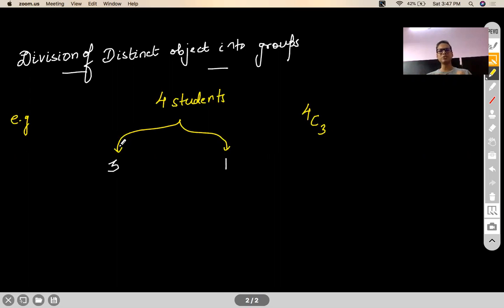Correct. So if you choose the 3 students, the one which is left off automatically will be another group. So the moment you're choosing something, that itself is a group, and whatever student is left off, he or she will behave as another group, correct? So the answer here would be nothing but 4C3, which is 4 factorial over 1 factorial, 3 factorial. Am I right? Any questions here? Any concerns? Or 4C1, yes, absolutely.